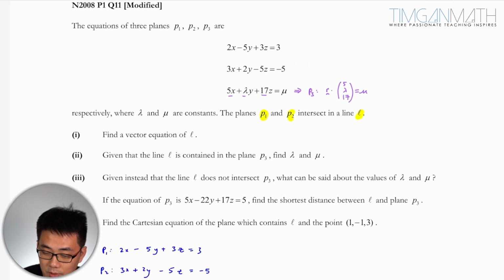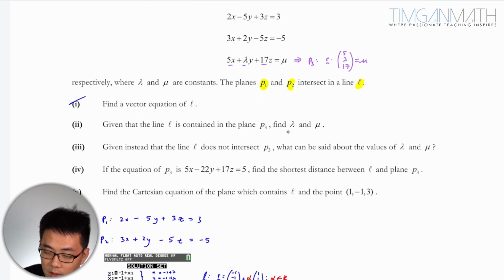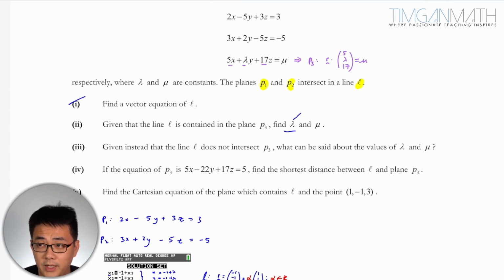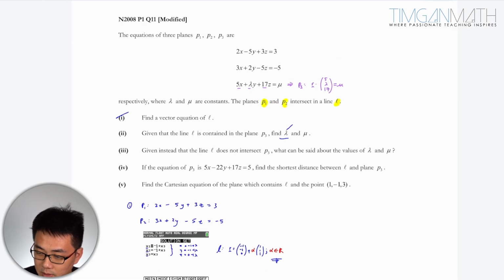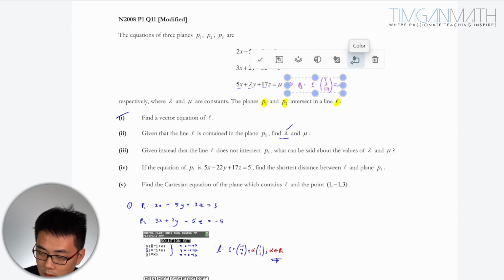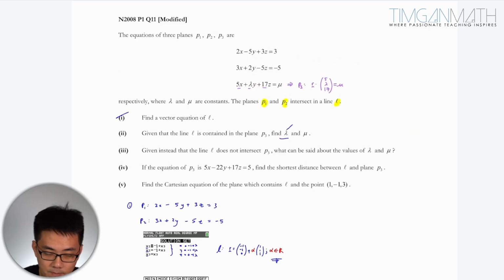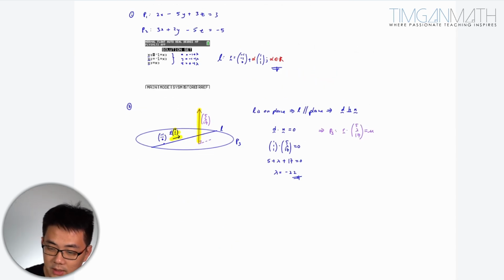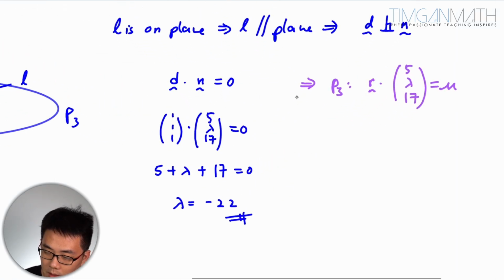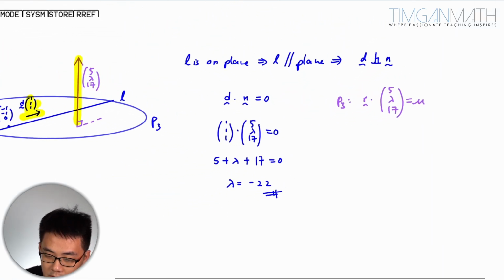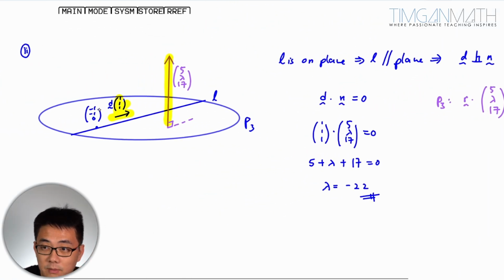Now, you should know that the point on the line will satisfy the plane equation. So let me take the plane 3 equation here, and we're just going to substitute the point (minus 1, minus 1, 0) in.